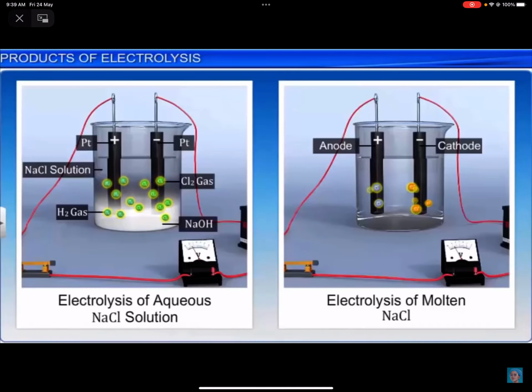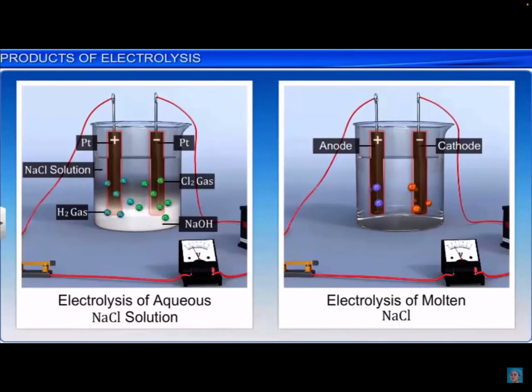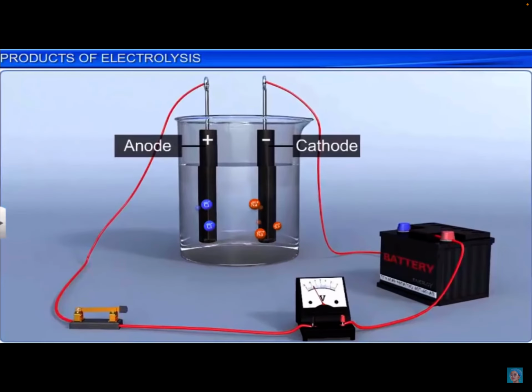Products of electrolysis depend on the nature of the electrolyte being electrolyzed and the type of electrodes used. Inert electrodes do not participate in the chemical reaction. Inert electrodes act as a source or a sink for the electrons, providing a surface for the electron transfer.